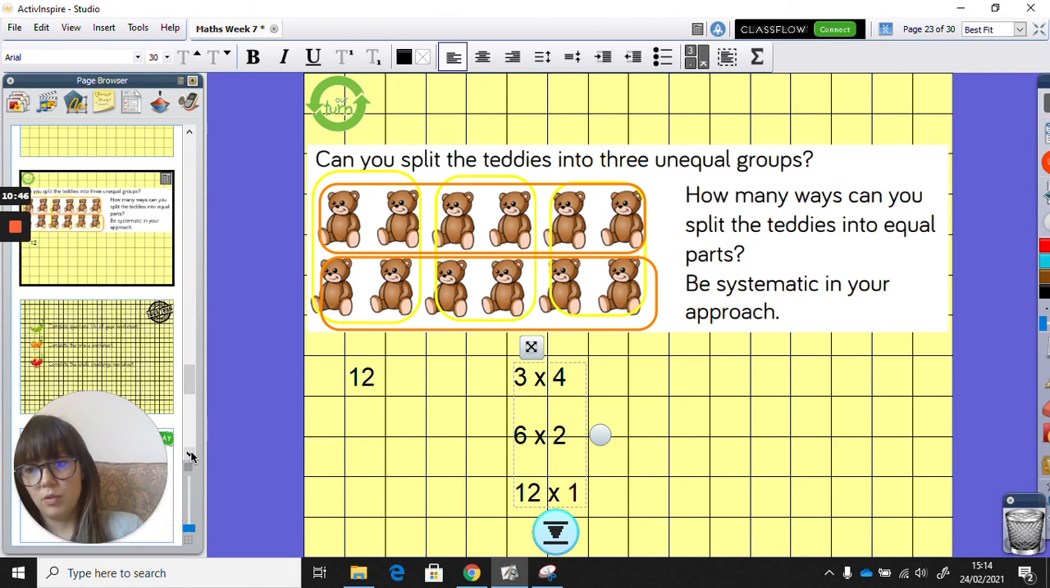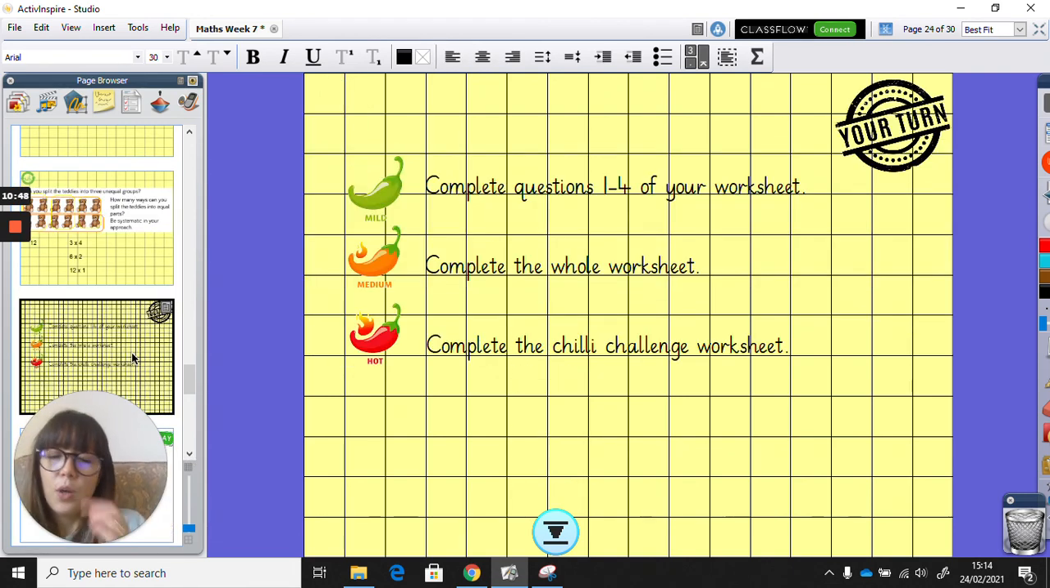And really, really well done if you linked it to your times tables. Now, we have got a worksheet for you to do on Dojo. It's a White Rose worksheet like normal, and I would like you to complete 1 to 4 for mild, the whole for medium, and the extra chilli challenge worksheet for our hot challenge, okay? Get a grown up to take a picture of your work and then pop it on Dojo.